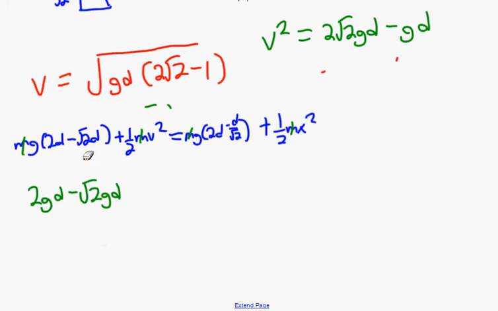Okay, so I'm going to multiply everything by 2 because I don't want to deal with halves ever again. So anything that's 2 and root 2 is now going to be a 4 and a 2 root 2. Is that okay? And the other side is going to be x squared. That's just going to be v squared, and that's going to be 4gd. And what's the other part?